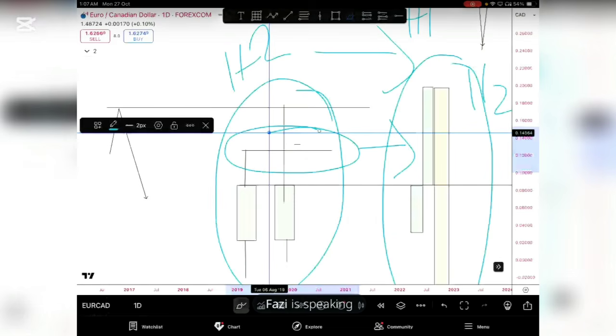So look for the confirmation entries like this on H4 or H2. If you are looking for a H2, then go for a H1. If looking for a H1, then go for a M30.